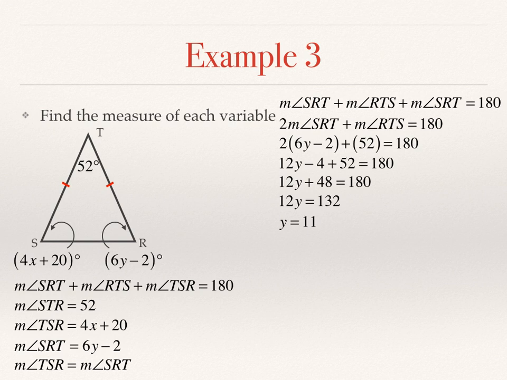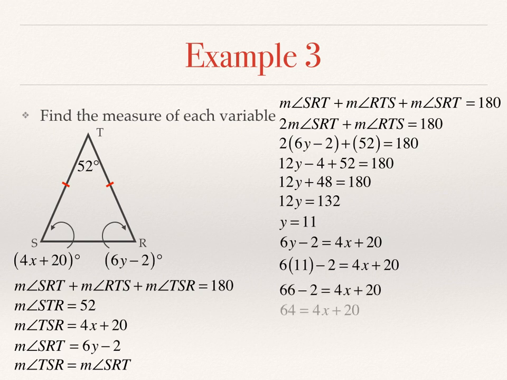Now remember, we have to find the measure of both variables, and since we're lucky enough to know that 4x plus 20 equals 6y minus 2, I plug in what I know. All right, no need to move that variable over. We'll just work with it where it is. And we get x is equal to 11.